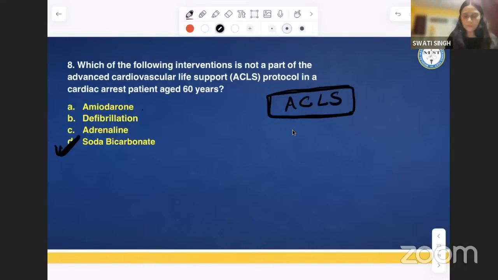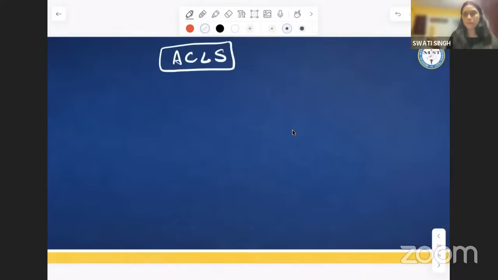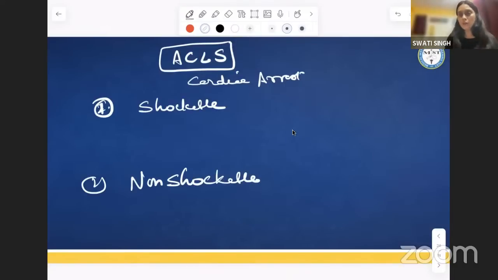Okay, everyone. So I would just very quickly discuss advanced cardiac life support. This means a doctor is giving the life support. So when I am the doctor, I would see the rhythm of the patient and then manage the cardiac arrest. So cardiac arrest has two types of rhythm, shockable and non-shockable.